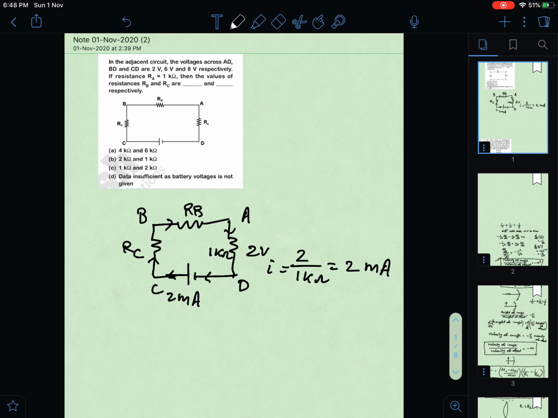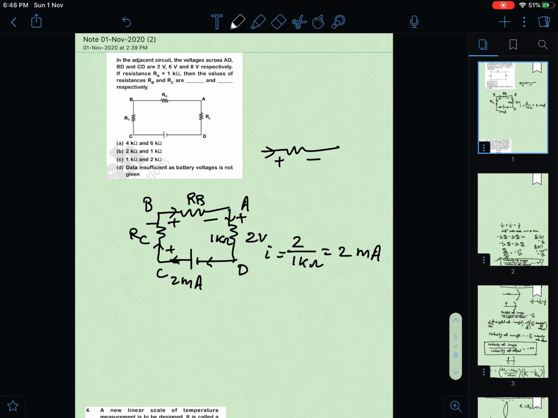So guys, when current enters this way, these things you have to keep in mind. When current enters any branch, this end is positive and this end will be negative, because current always flows from higher potential to lower potential. Okay, so this is positive, this is negative, this is positive, this is negative. So from B to D, let x be the potential drop across this.